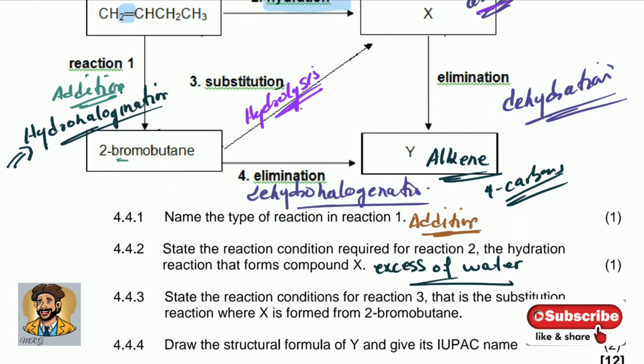That catalyst must be an acid, which could be H2SO4 or could be H3PO4, either one of them. It's quite simple. For the reaction condition required for reaction 2, the hydration reaction, you can say either one of the 2. You need excess of water and you need a catalyst. And this is one mark for saying that.